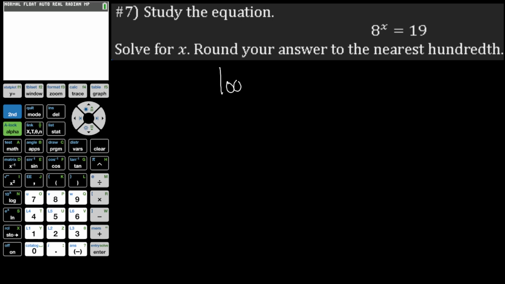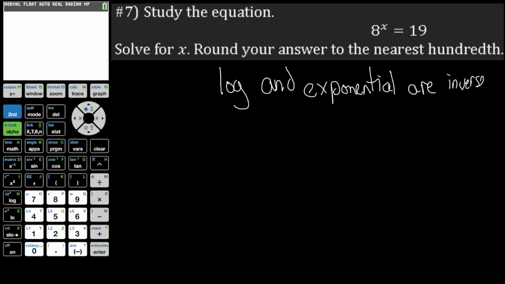log and exponential are inverses of each other. As long as you can remember that, you can switch back and forth between those two. So that way it's an easy way to get your answers.